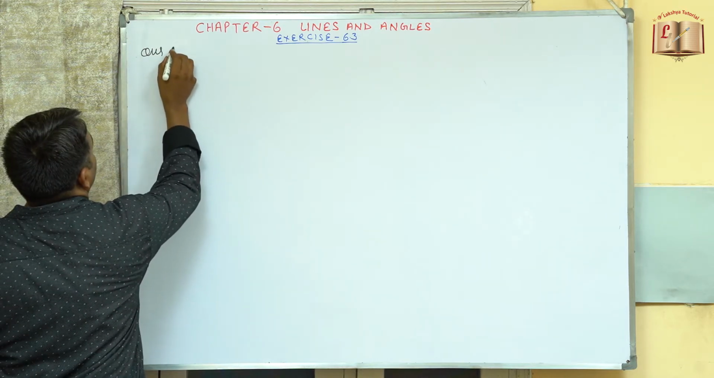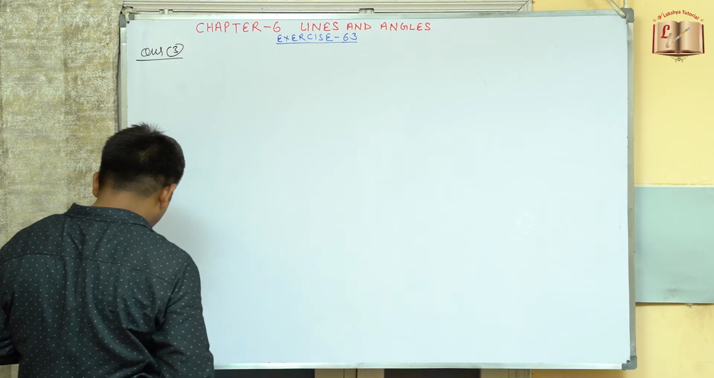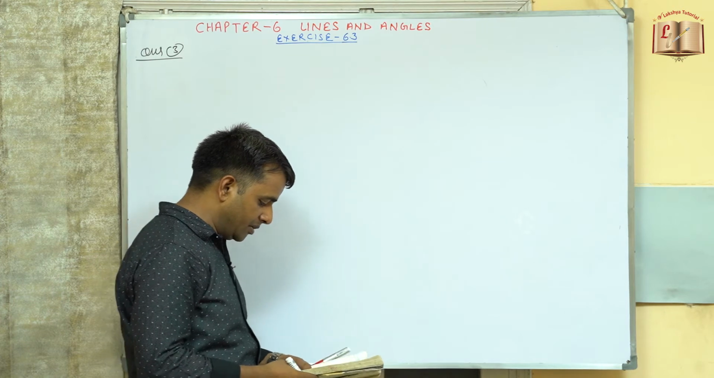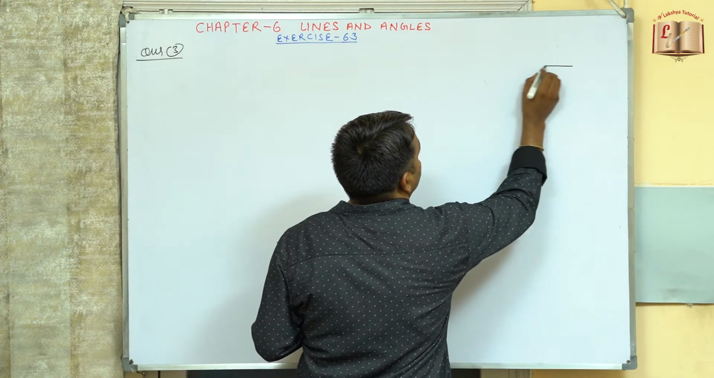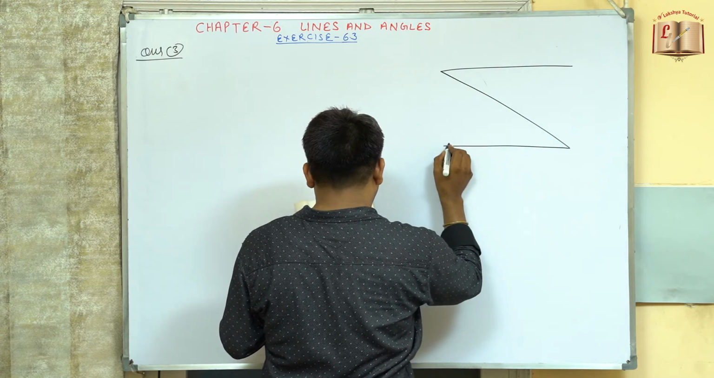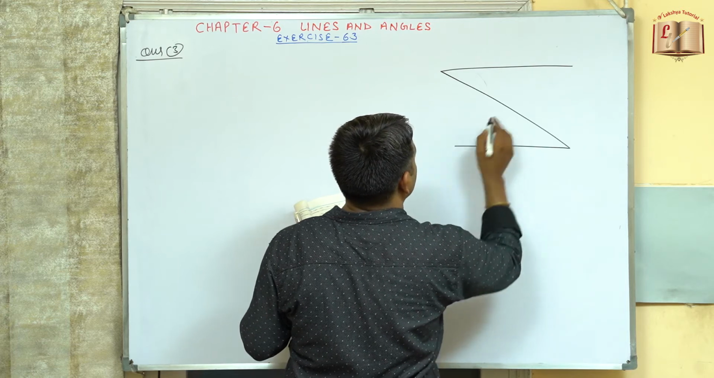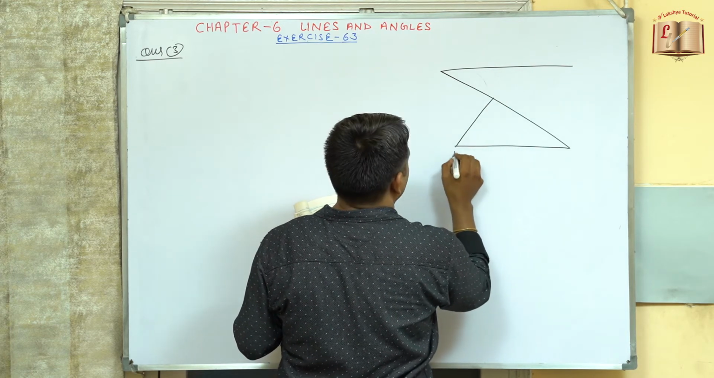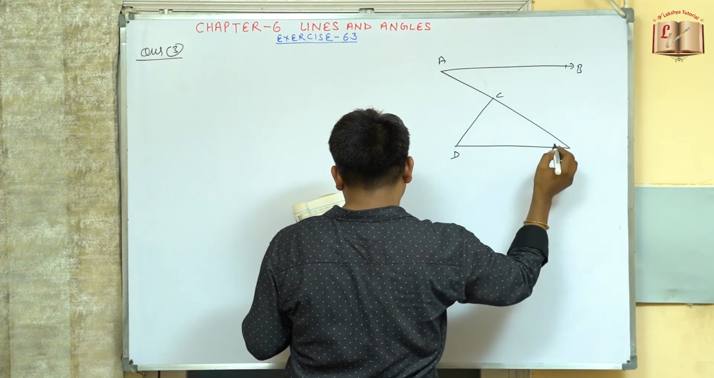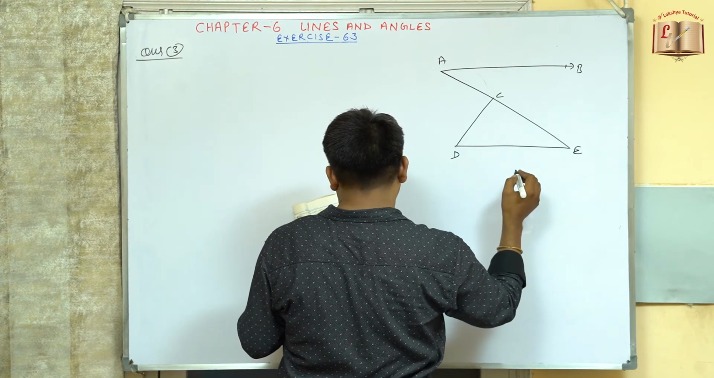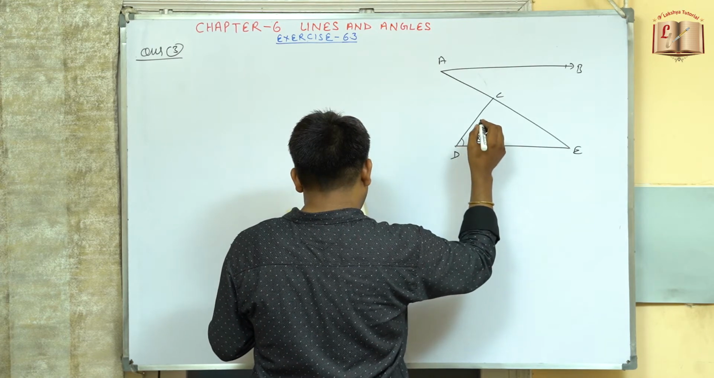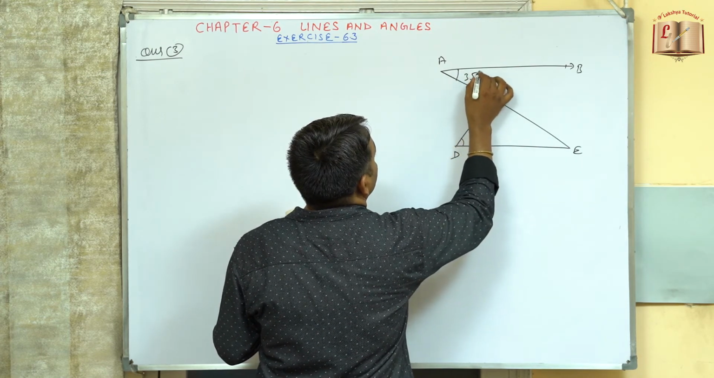Now coming to question number 3. In figure 6.41, AB is parallel to DE. So this figure is already given to us. So this point is D, this is C, and this is A, and this is B over here, and this is now E, and this point is C already marked. This is 53 degrees, and here this is 35 degrees.